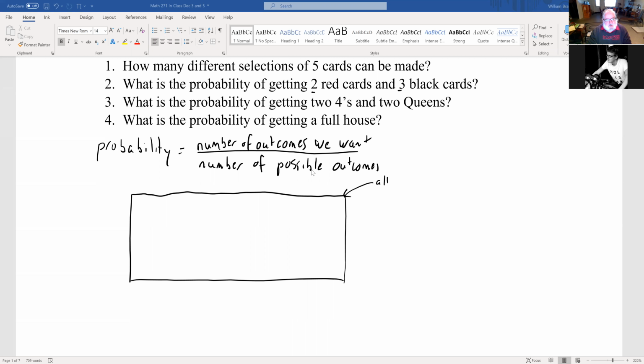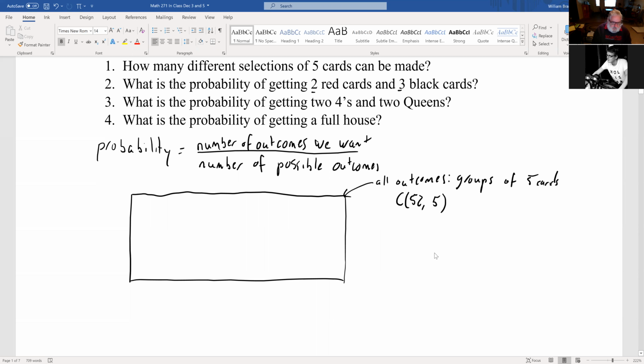Anyway, so probability is the number of outcomes you want divided by the number of possible outcomes. So, all outcomes, what are all the outcomes here? It's all possible groups of 5 cards. How many groups of 5 cards are there? Right, C(52,5). So that's the number of possible outcomes.